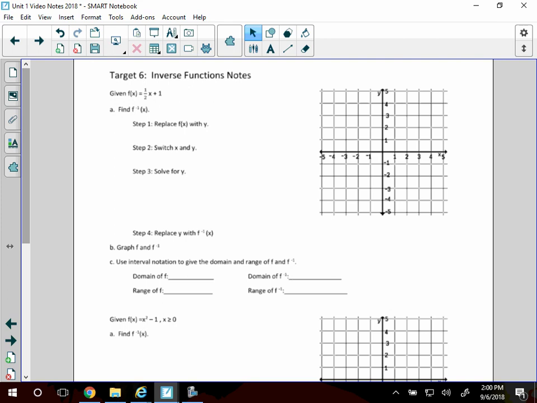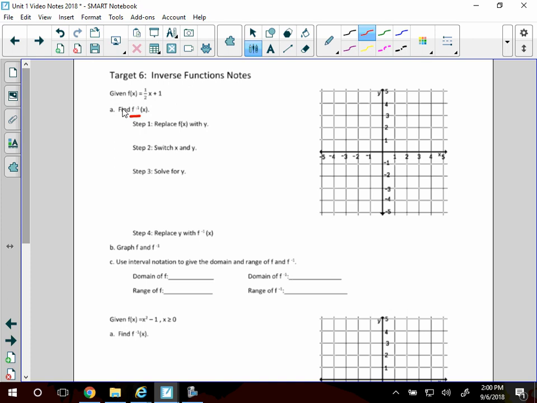So there's some more notation here. This unit is very heavy on notation. To denote inverse, we're going to use this. It looks like f to the negative first power. So that's read as f inverse. Okay. So first, if we're going to write the equation for an inverse, we're going to follow these 4 steps.